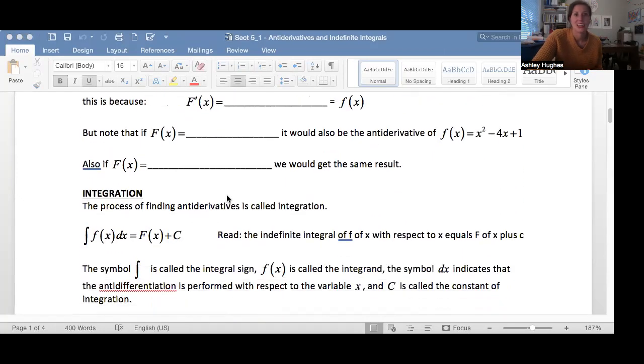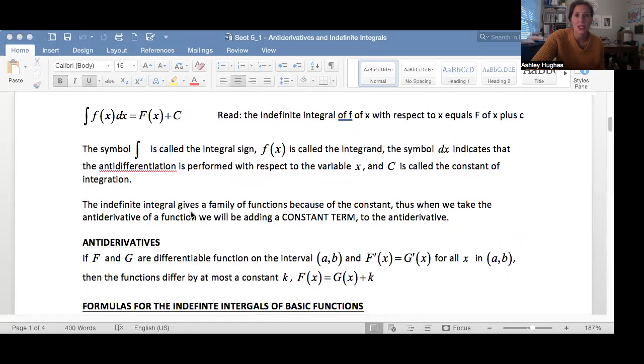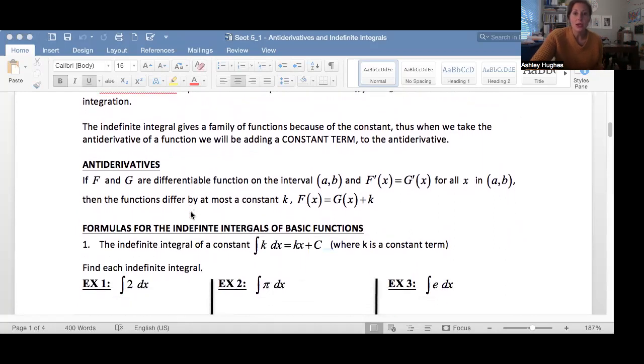This symbol right here means the antiderivative or the integral. It looks kind of like an S. This is called the integrand. And so we have the integral of little f is equal to big F plus this constant c. Again, I used to call him Charlie. Don't forget Charlie. He's important. That's called the integration constant.